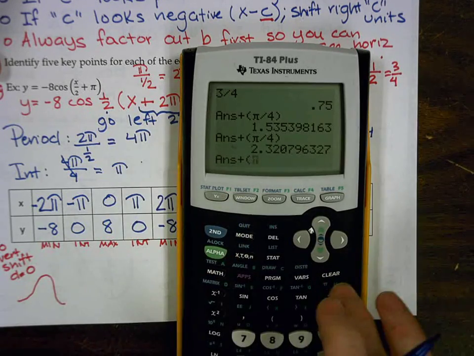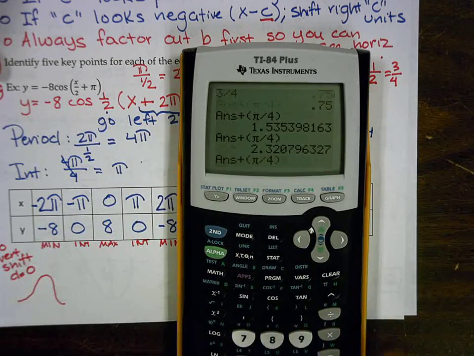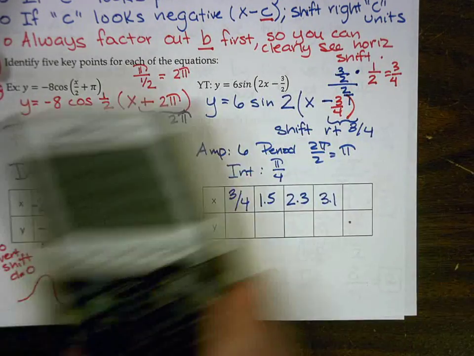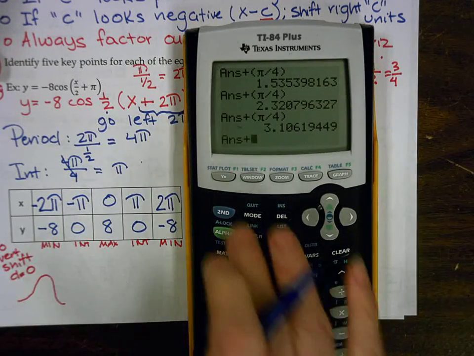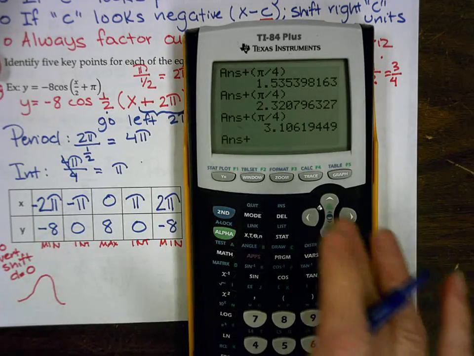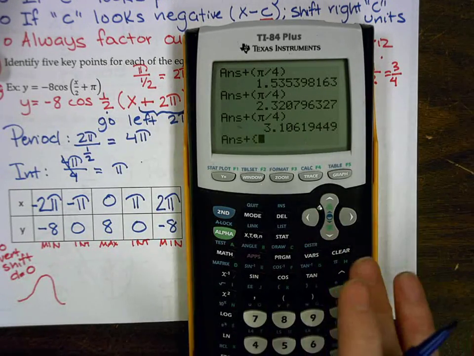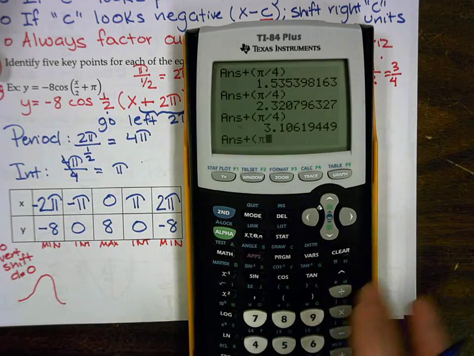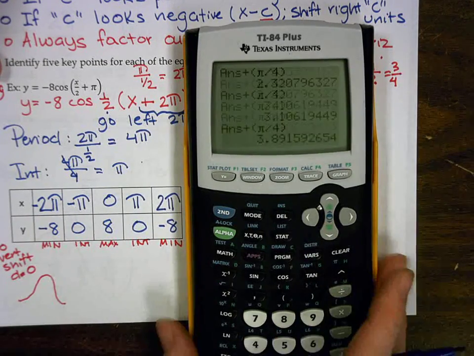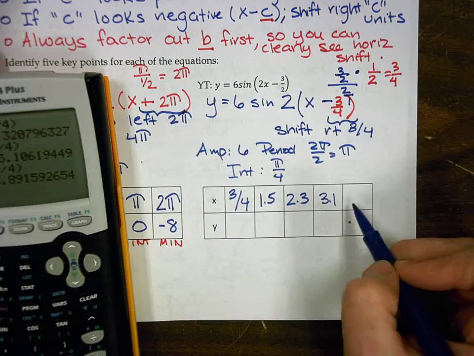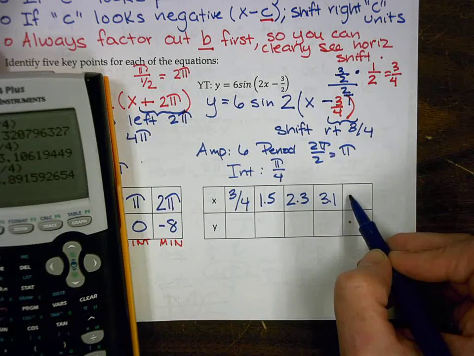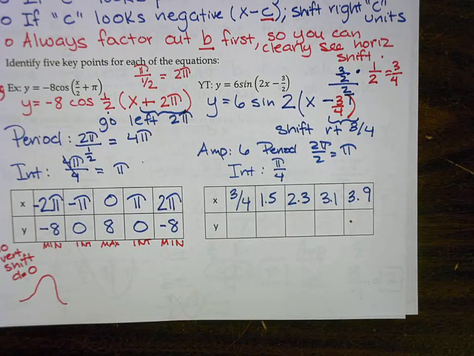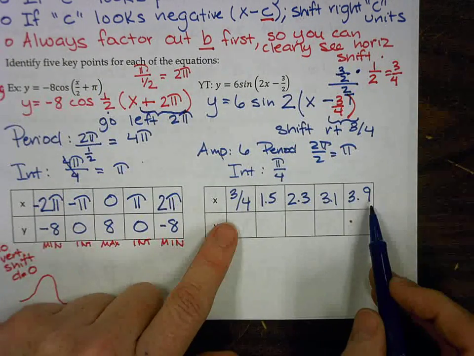Let's add the interval again. Plus pi divided by 4. And I get 3.1. And I'm going to add one more time. Plus, in parentheses, pi divided by 4. And I get a final value of 3.9, which is almost 4. Okay, so 3.9. So those are my intervals.